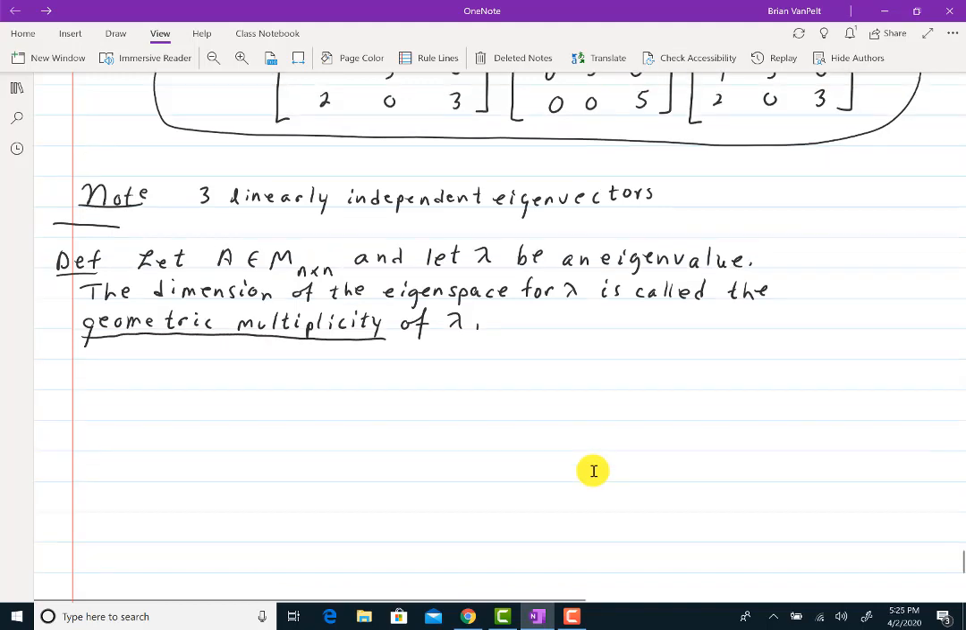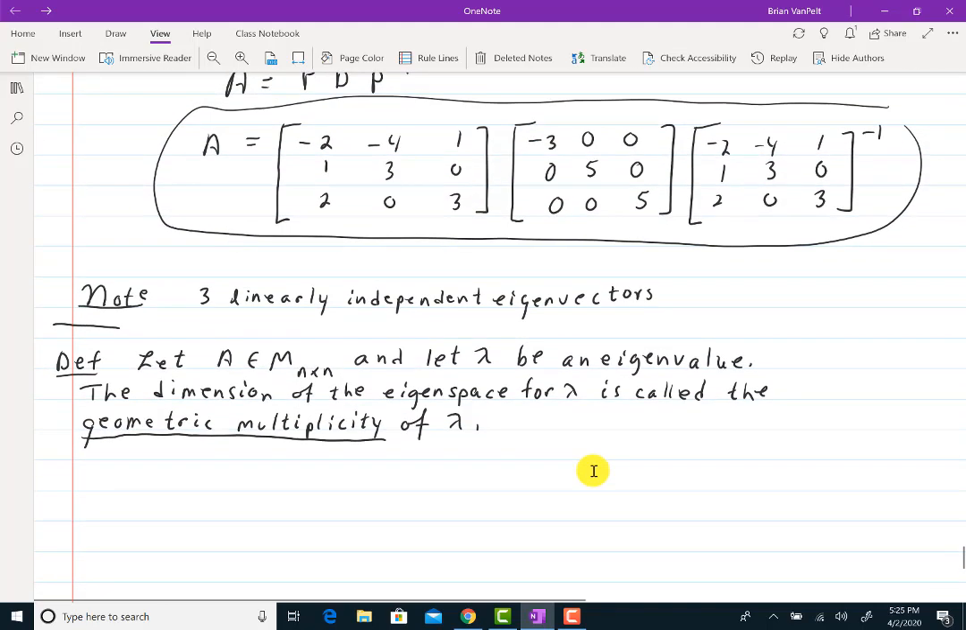So in our last example, the first lambda here, this -3, had one vector in its eigenspace. That means its geometric multiplicity was just 1. Notice though for the 5s, we had 5 listed twice, and we had 2 eigenvectors. The geometric multiplicity of 5 is therefore 2.